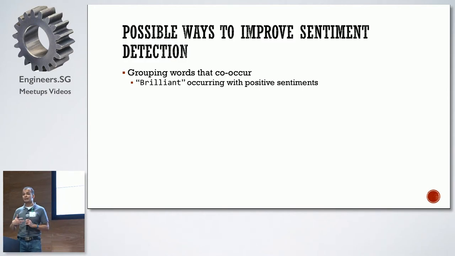Another example would be, say, "poor." Poor generally occurs probably with negative sentiment. So I would say this: the camera work was poor or the lighting was bad. So things like these, understanding co-occurrences of words, help a lot.